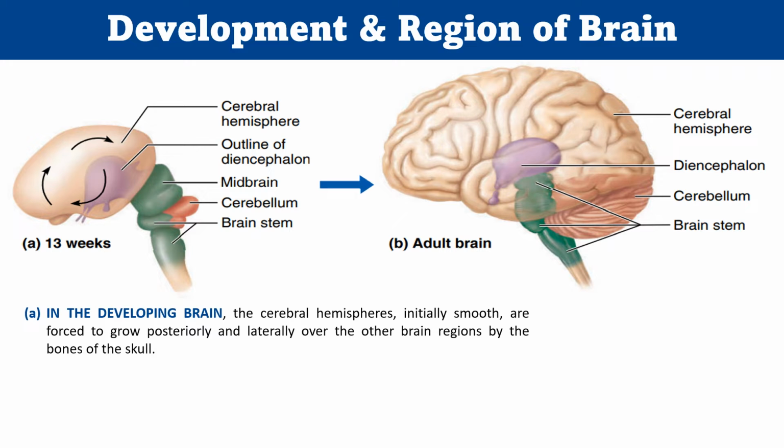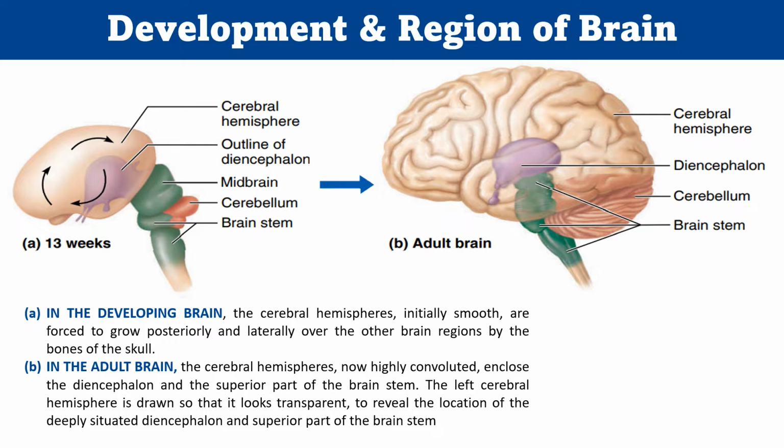In the developing brain, the cerebral hemispheres, initially smooth, are forced to grow posteriorly and laterally over the other brain regions by the bone of the skull. You can see in diagram A the developing brain at 13 weeks.